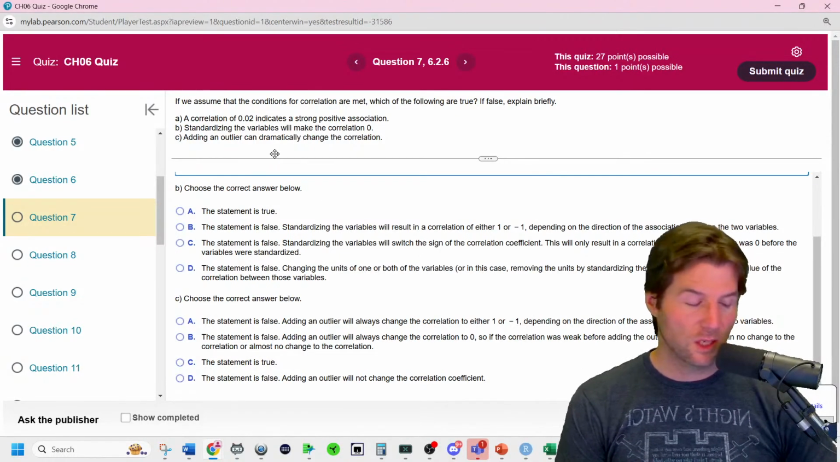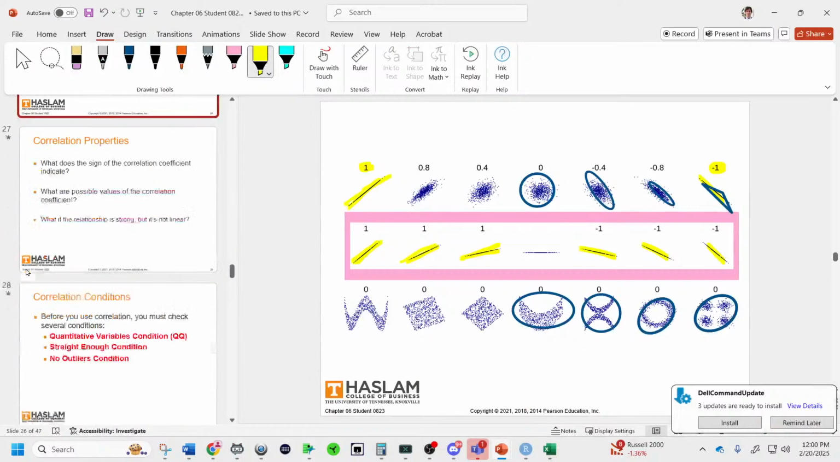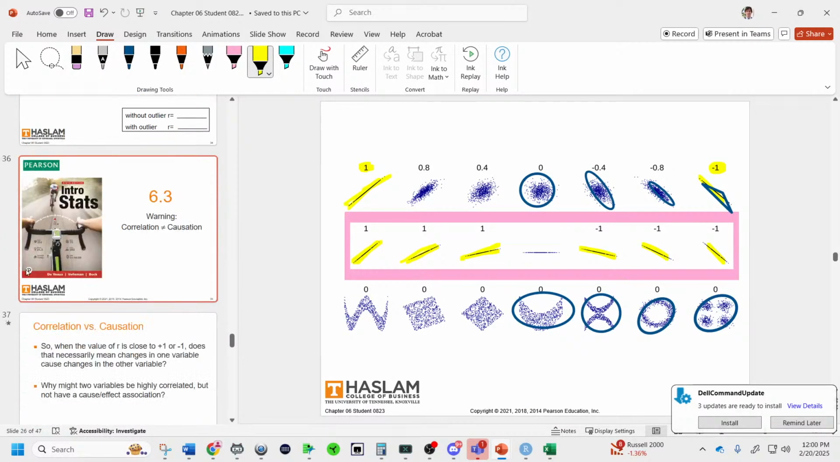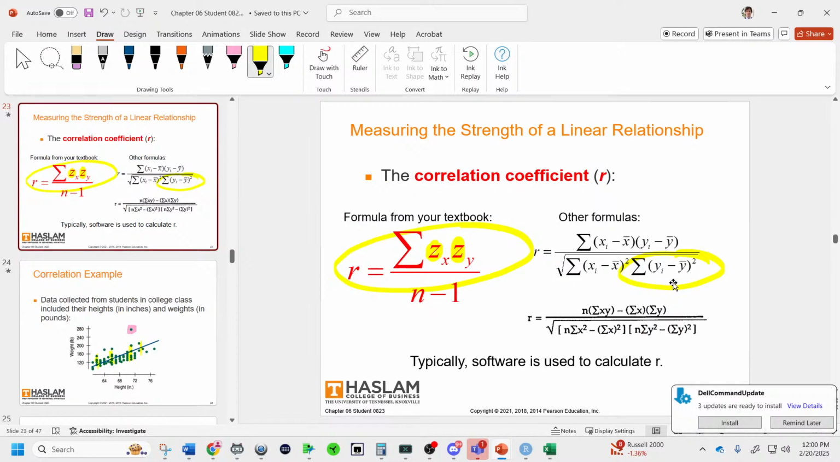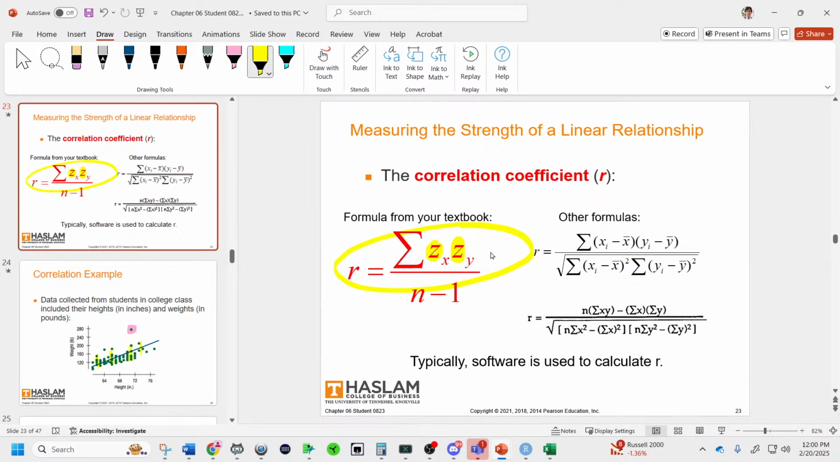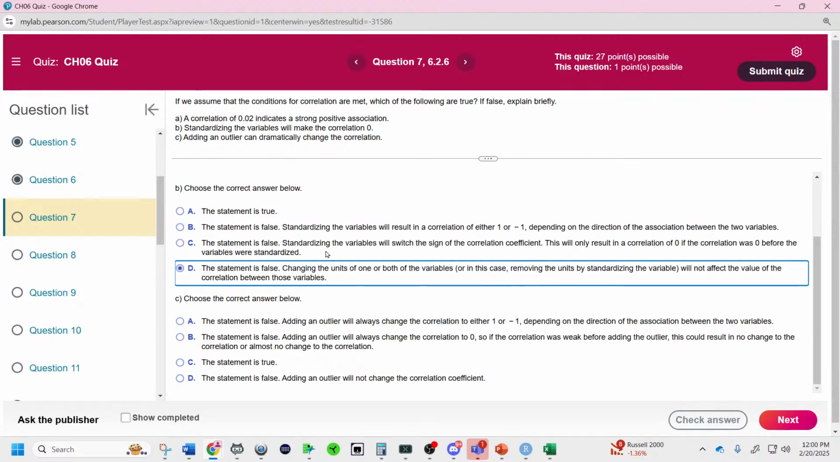Standardizing the variables will make the correlation close to 0. No. Standardizing the variables actually happens when we do the regression equation, because if you look at the regression equation right here, we turn them into z-scores. And that's what's going on when we say standardizing. So standardizing the variables turns them into z-scores, and that already happens. So it doesn't matter. This is very false. Standardizing the variables will not change anything. Changing the units will not affect it, because correlation is unitless.